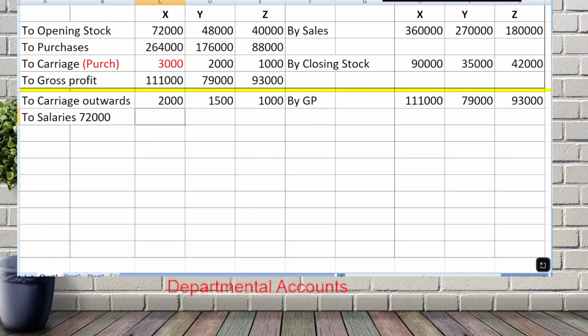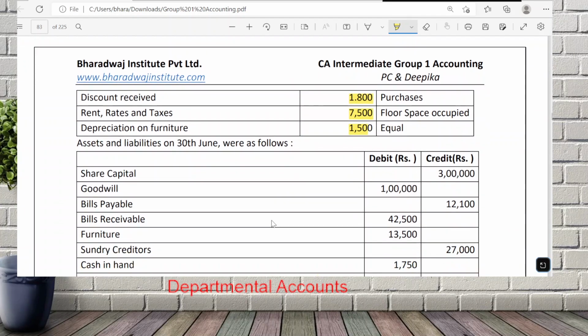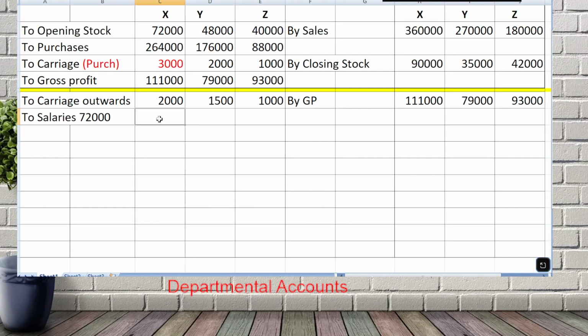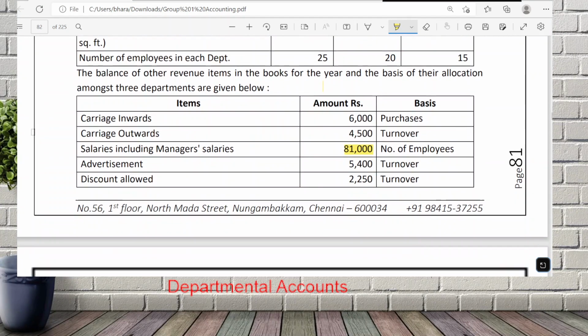What is the number of employees? 60 employees total. So 25 is to 20 is to 15: 30,000, 24,000 and 18,000. This is salaries. What is the next one? Manager salary, that we know, 3,000, 3,000, 3,000.